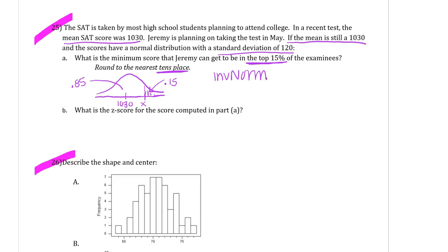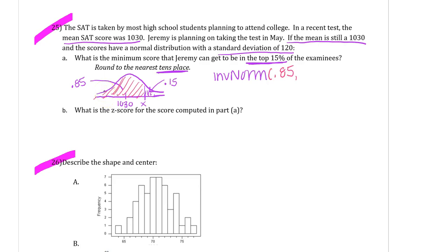So it does the opposite of finding an area. You know the area, you're finding the value that gives you that area. Now what's important to note is that inverse norm will only take the area to the left of a data value. So while we're talking about the top 15%, we're really talking about his percentile, which is everybody he did better than. So when I put in the area, I'm going to put in 0.85, not 0.15. Otherwise, that would put him down here, which is what you don't want to do.